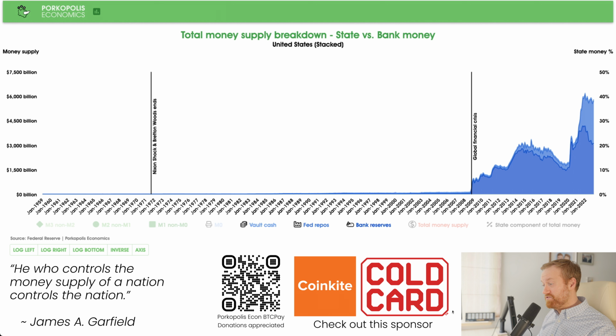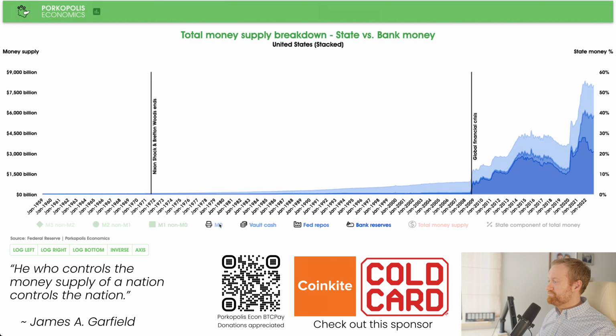M0, what is that? That is physical cash and coin that has been printed and is outside of bank vaults. So it's the remainder of physical currency that the Federal Reserve or any nation's central bank has printed outside of the banks. And here it is, M0. This is the lightest shade of the monetary base. And as you see here, for sure, the biggest portion leading up to the global financial crisis of 2008.